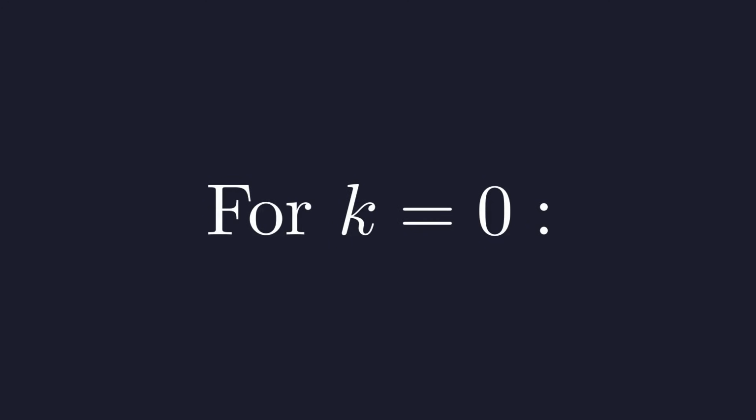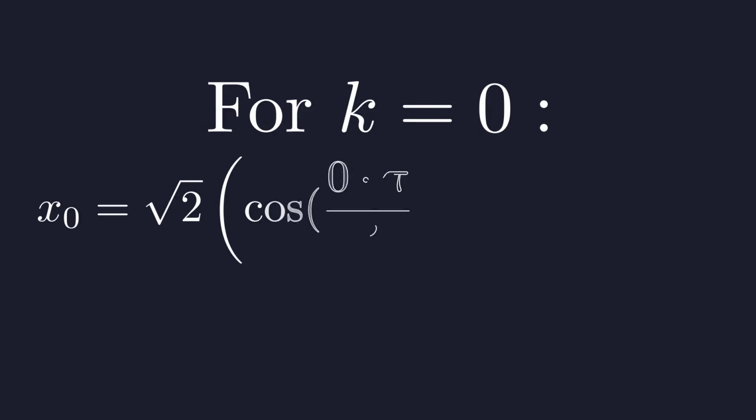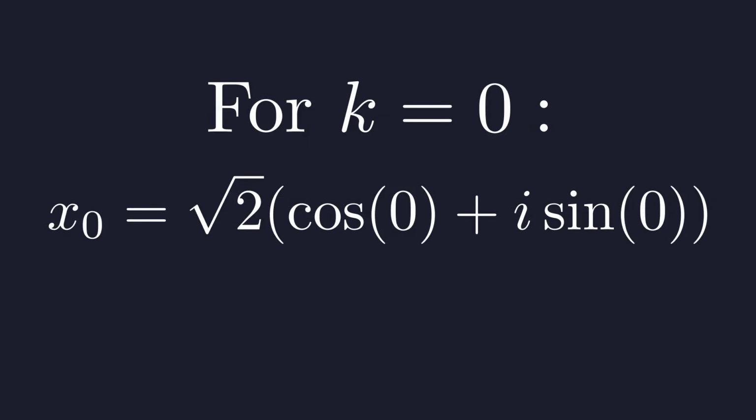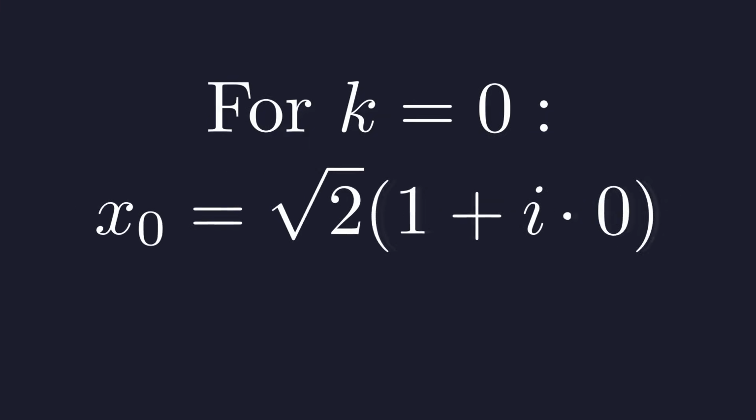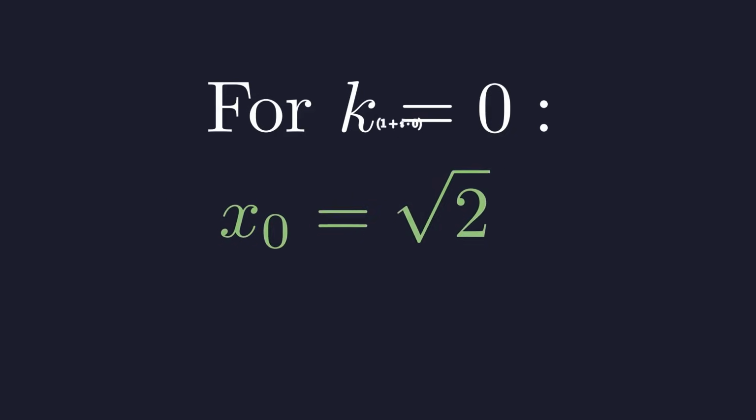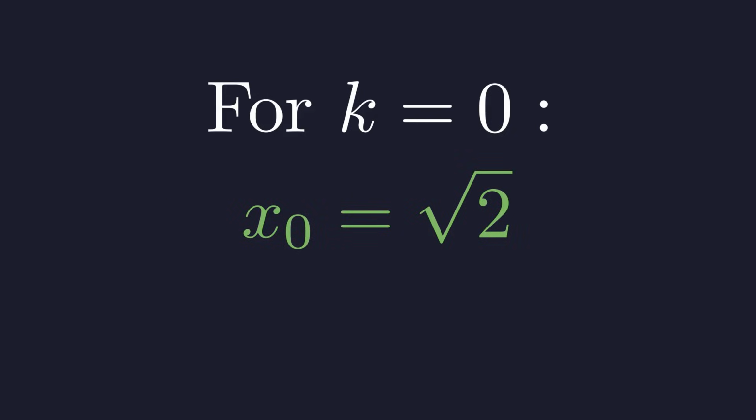Starting with k equals 0. Plugging in 0 for k, the angle becomes 0. Cosine of 0 is 1, sine of 0 is 0. So our first root is just the positive real number, square root of 2. That's the one you'd get if you just took the 6th root naively.